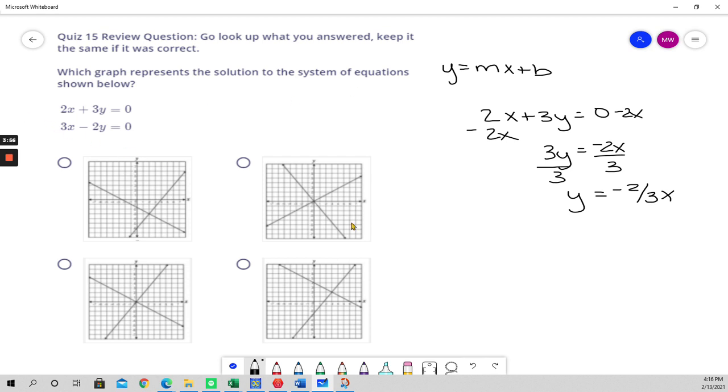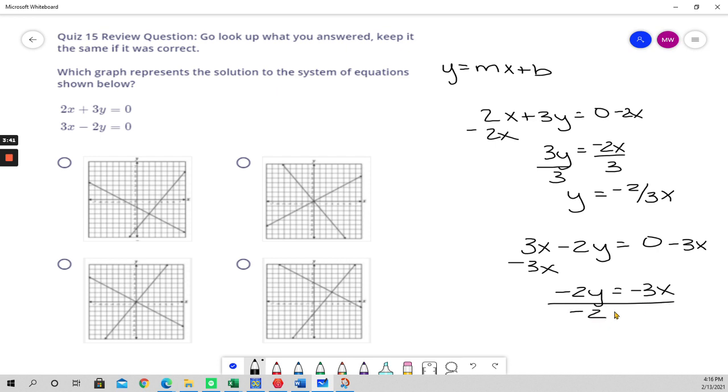For the second one, we'll have 3x minus 2y equals 0. I'm going to subtract 3x from both sides, and I'm going to get negative 2y equals negative 3x. I'm going to divide by negative 2, and I'm going to get y equals 3/2 x. Okay. Neither one of these has a y-intercept listed. They don't have a b value, which means their b value is automatically 0.